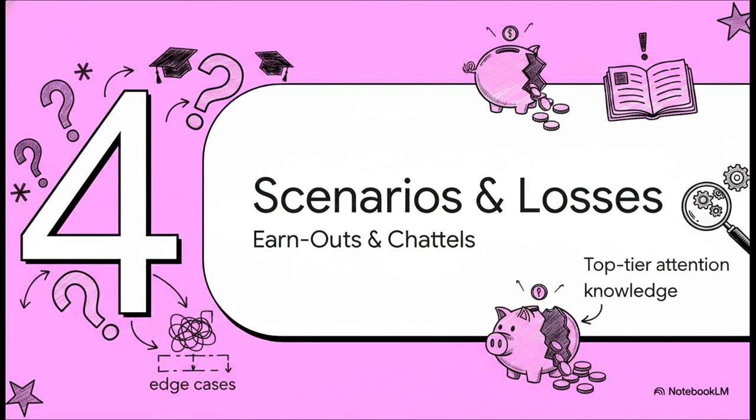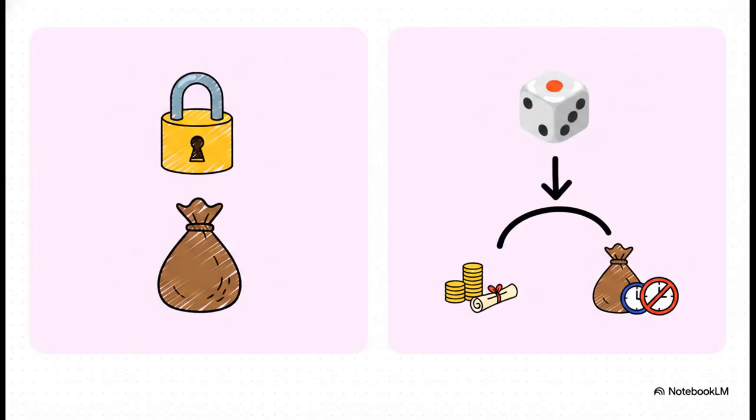Okay, moving into Section 4, Special Scenarios and Losses. Pay close attention here because these are the edge cases that truly separate the competent students from the top-tier candidates. So, imagine a business is sold, and part of the payment is deferred in an earnout. When you see this, you must immediately identify which scenario you're dealing with.